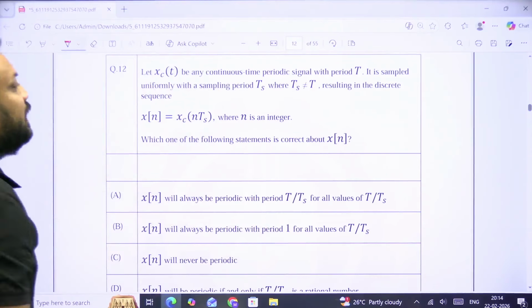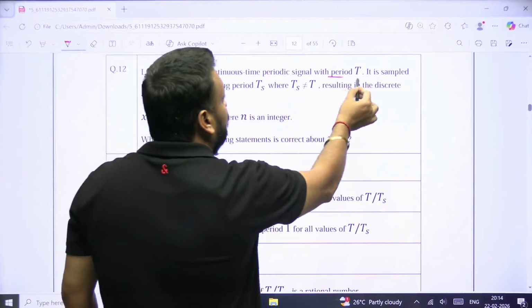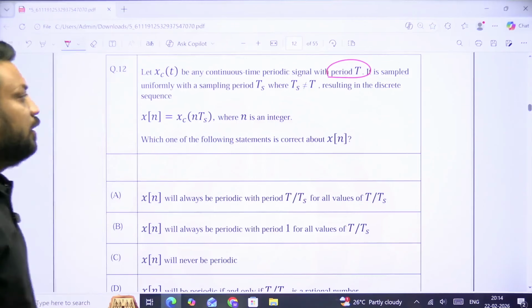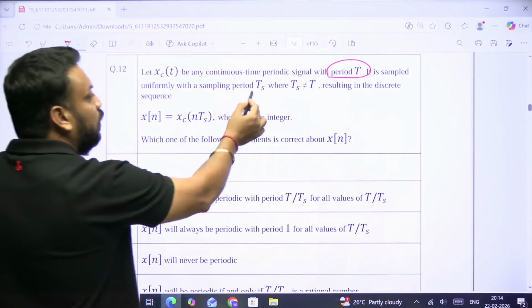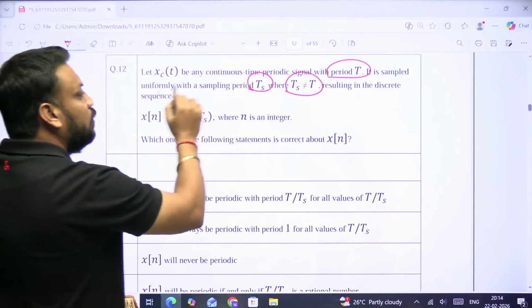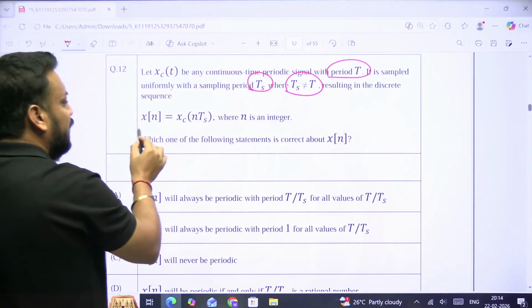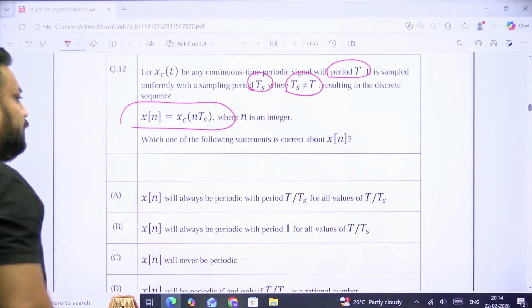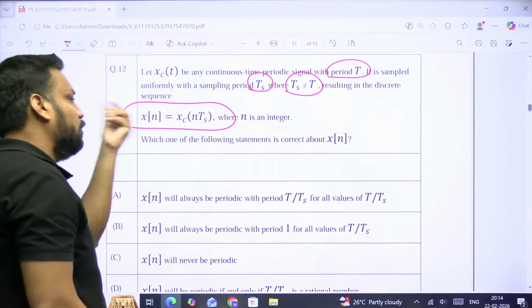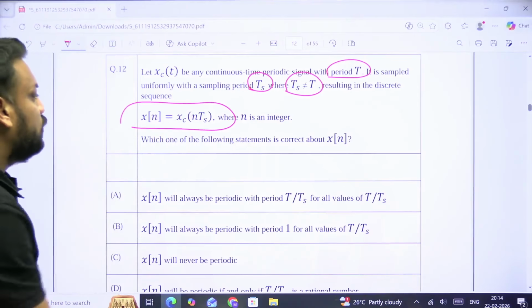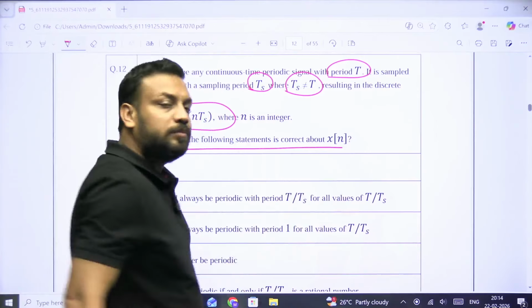Let x_c(t) be any continuous time periodic signal with the fundamental time period capital T. It is sampled uniformly with the period of Ts, where Ts is not equal to 2, resulting in the discrete sequence x[n] equal to x_c(nTs). Okay, definitely जब हम t को nTs रिप्लेस करोगे तो वो डिस्क्रीट सीक्वेंस बन जाएगा. Then which of the following statements is correct?